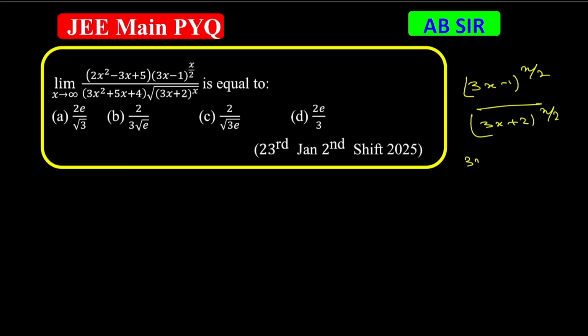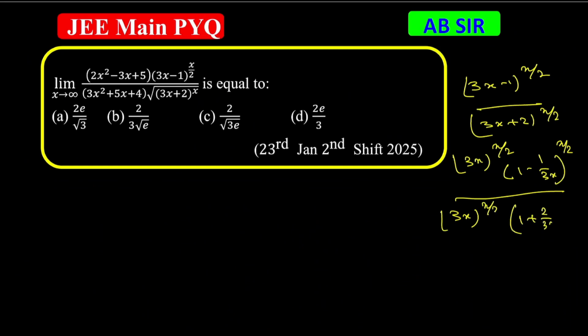So if I take 3x to the power x by 2 common, what we are getting is (1 minus 1 by 3x) whole to the power x by 2 by, if we take 3x to the power x by 2 common, we are getting (1 plus 2 by 3x) whole to the power x by 2. So this 3x portion is getting cancelled, and we are getting the form (1 plus f(x)) whole to the power g(x), e to the power f(x) into g(x). So if I calculate here directly, I can calculate it. Okay, first of all, let us solve the sum.